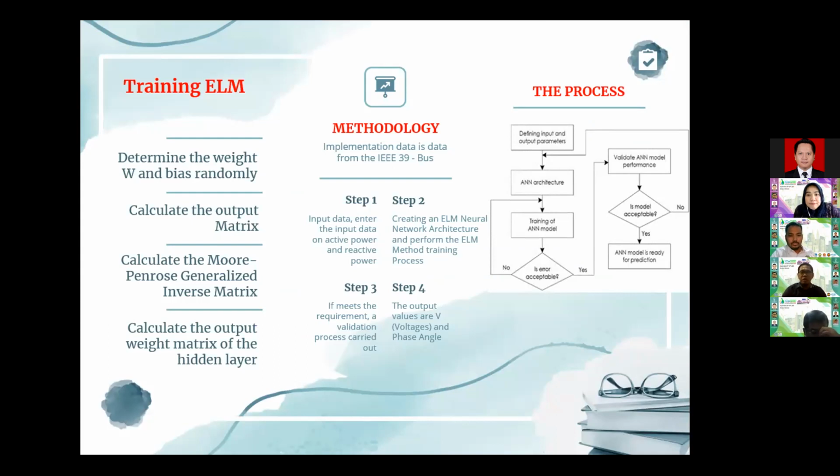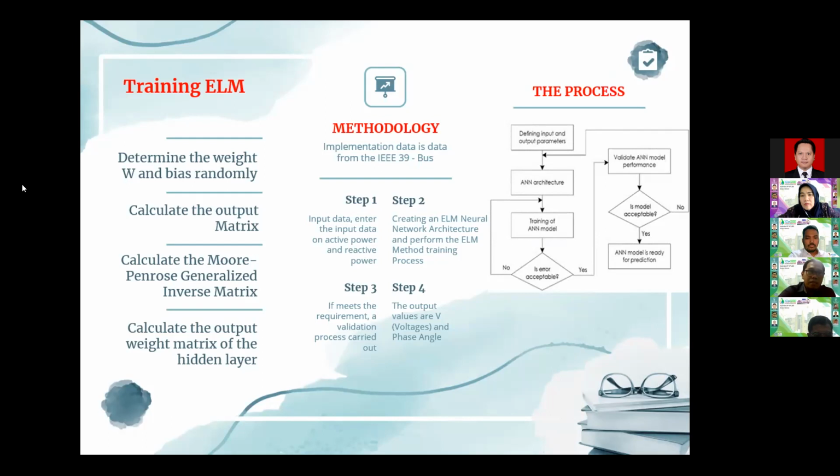There are four steps in the method. Step one is the input data, which uses active power and reactive power. Then the ELM is created, which is the process. Third, a validation process is carried out, and fourth, the output variables are voltage and phase angle. So there are two inputs, active power and reactive power, and the output is voltage magnitude and phase angle. You can compare them.